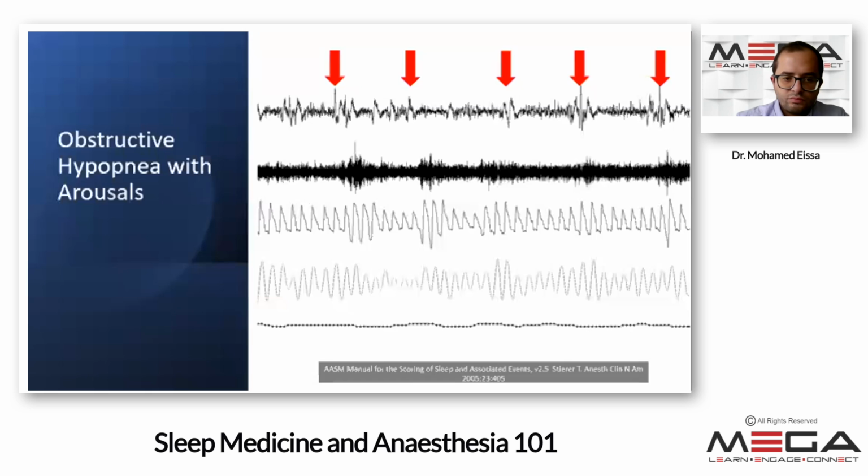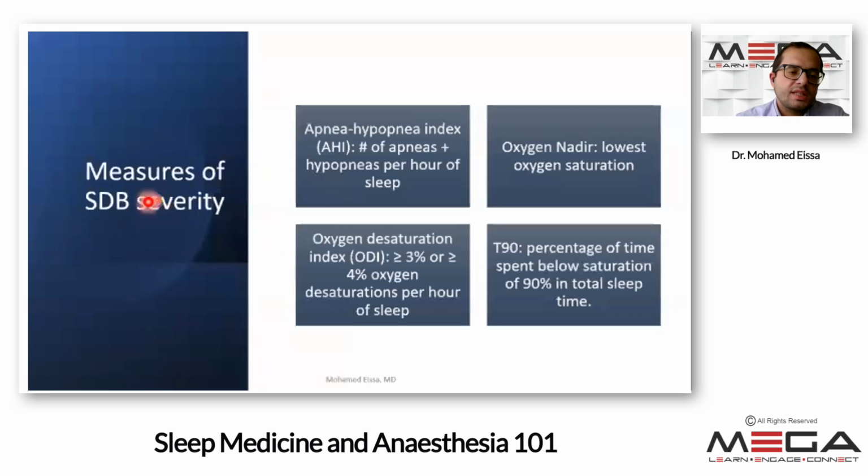So to measure the sleep disordered breathing severity, we use the apnea hypopnea index or AHI, which is the number of apneas or hypopneas per hour of sleep. Or we use the oxygen desaturation index, the ODI, or decrease in oxygen desaturation, either more than 3% or 4% per hour of sleep. And we have what we call the oxygen nadir, or lowest oxygen saturation during sleep time. And we also have what we call T90, which is a percentage of time spent below the saturation of 90%.